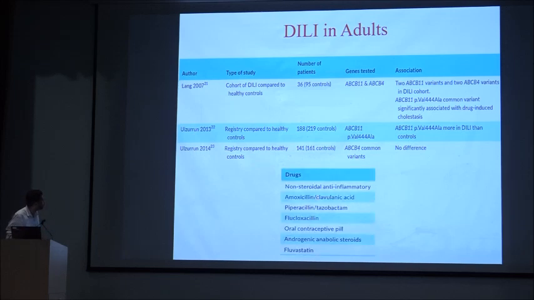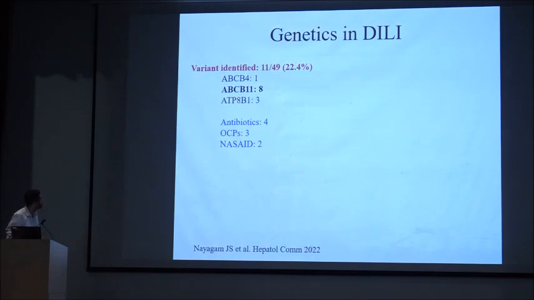So this suggests that we should be careful, especially when we know that the patient has BSEP heterozygous or homozygous variants. We should avoid NSAIDs. Among the common antibiotics, avoid amoxicillin clavulanic acid and piperacillin tazobactam. Obviously, OCPs and anabolic steroids are a strict no-no.